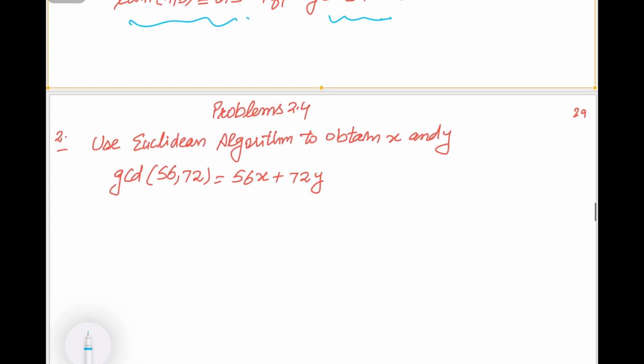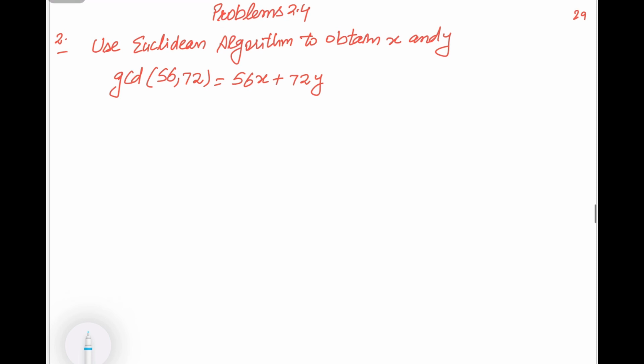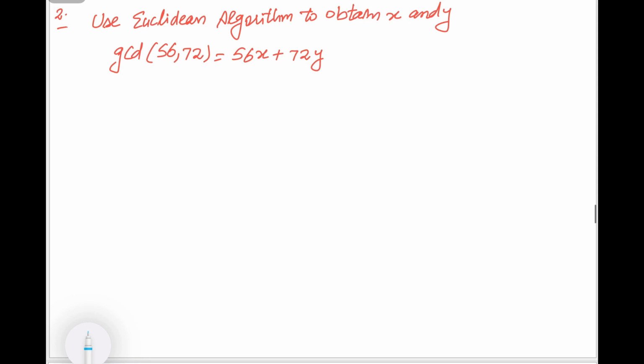So with this knowledge, we have problem set 2.4, and the first question is to find the GCD of the given pairs using Euclidean algorithm. So with that, we start with finding GCD of 56 and 72 by Euclidean algorithm.